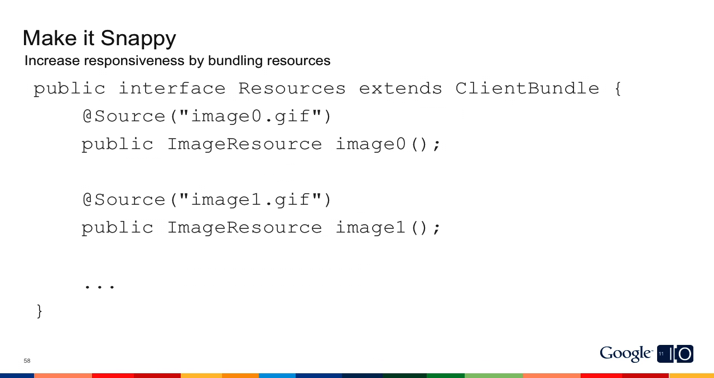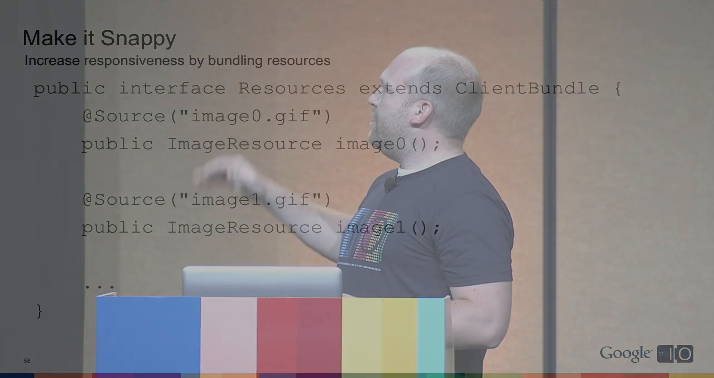So to do this, we can enumerate all of the resources in our application and put those into an interface. That interface is something that extends ClientBundle. Again, for the complete documentation, definitely go check out our dev guides and our Javadoc. But what we do is annotate this and provide a method, so I can call image0. I can say resources.image0, and I will get back the image resource for my file. And I can do that for all 16 of those images.